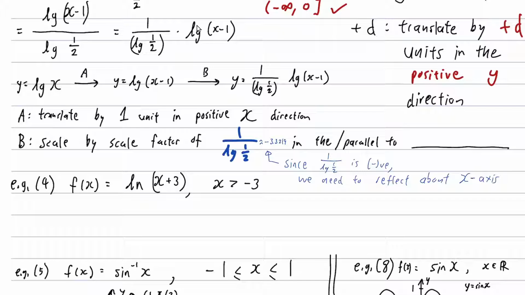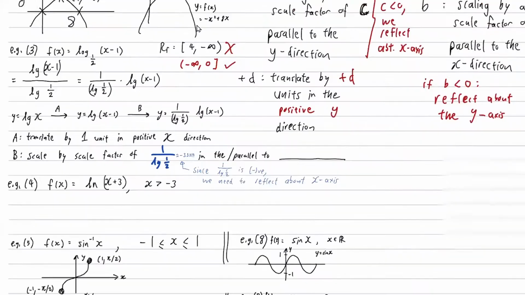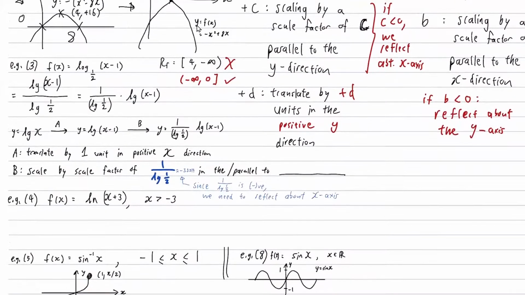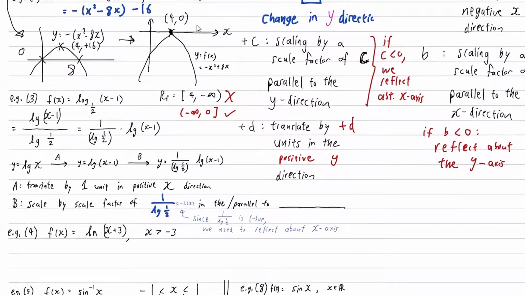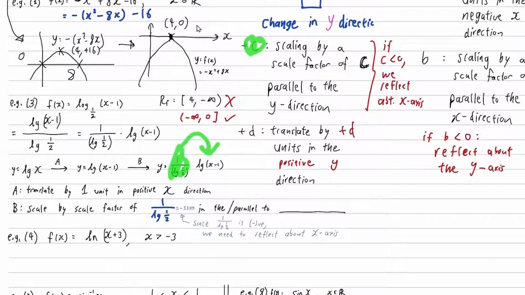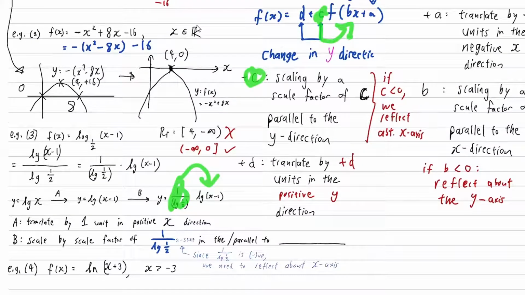Okay, then so should it be in the or parallel to? In the. Oh no, something multiplied by a function, C, right? C multiplied by a function. Oh wait, sorry, parallel. Parallel to, so yeah, you need to go and work on your graphical transformation as well. Parallel to which direction? Y direction. Yes, y direction. So you scale it up.